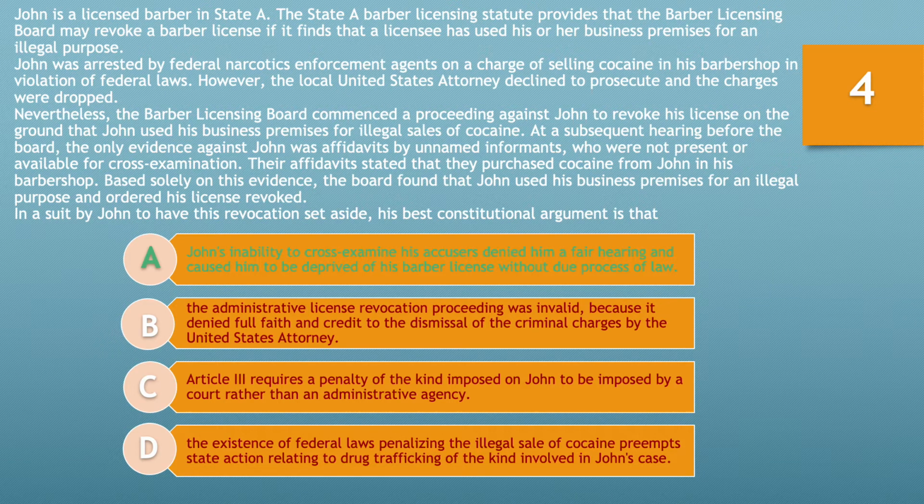And finally, D, the existence of federal laws penalizing the illegal sale of cocaine preempts state action relating to drug trafficking of the kind involved in John's case. Now, we know that's inaccurate because ultimately there are federal drug crimes and there are state drug crimes. So the reality is that D is not a viable option, as well as it's not based on reality either.